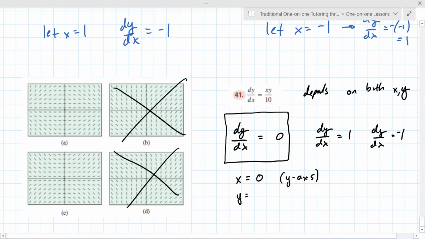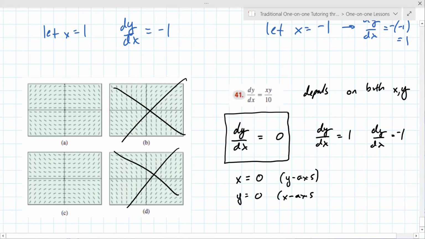When y equals 0, we also have this condition. Because if y is 0, anything times 0 is 0, 0 over 10 is 0, and that's along the x-axis. Now that doesn't help us much because it looks like they're all there.